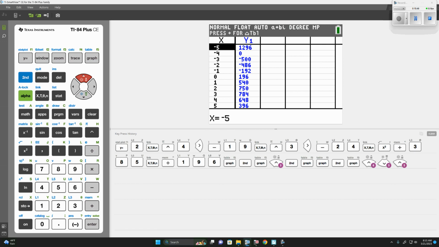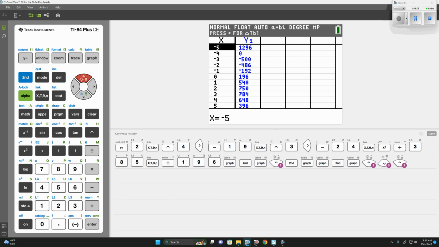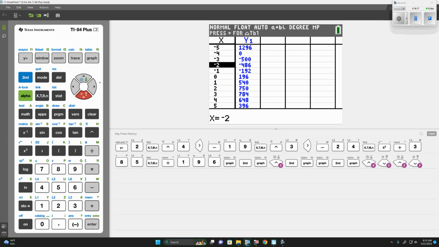And the first one that we picked was -5, yes? Is -5's y value, 1,296, less than 0? No. So that means for us here, -5 is not part of the solution set. We can look at -2 next. And at -2, we get -486. That is indeed less than 0. So that value works. We can check 0 next. And at 0, we have 196. Is that less than 0? No.